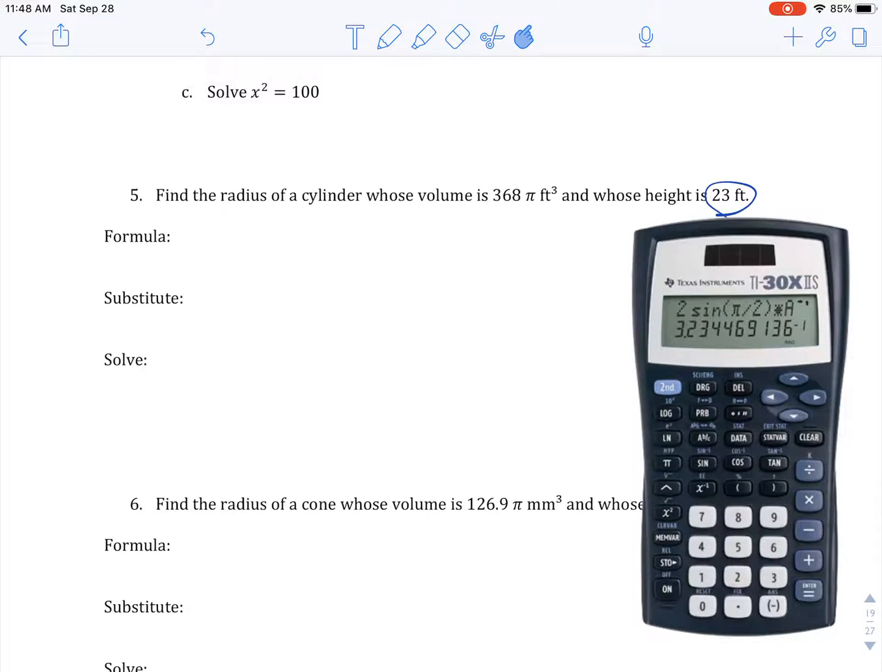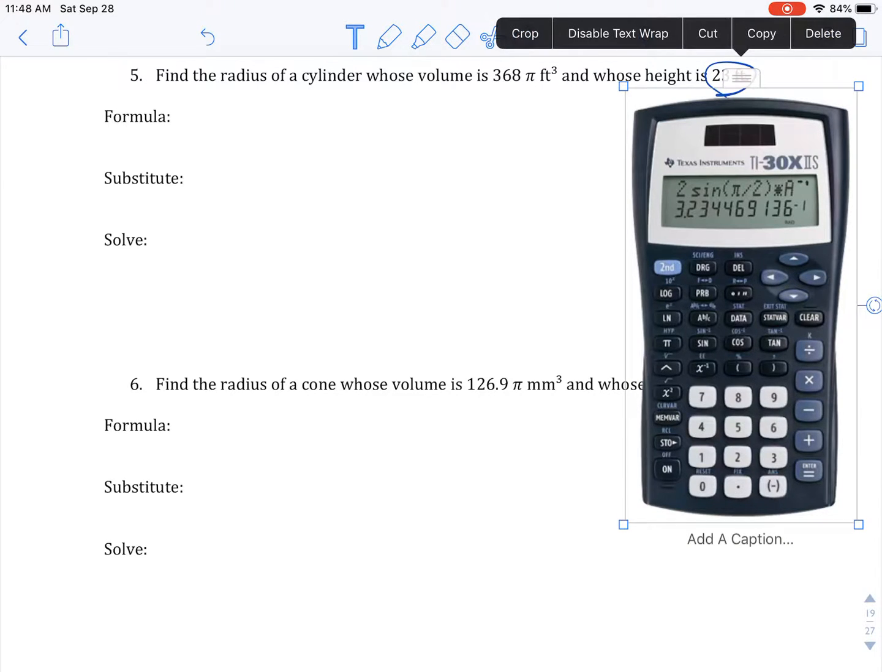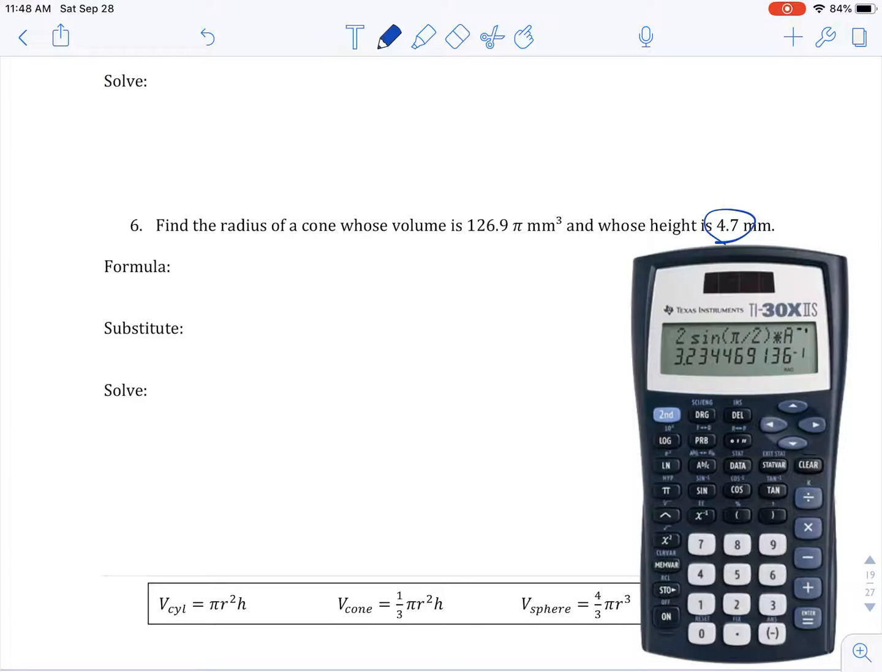So for number 5, we're going to find the radius now if we're given the height. This is a little bit trickier. Let's look at number 6 actually, because a cone's a little bit trickier to work with. So let's try this. We're looking for the radius of the cone if we've got the height and we've got the volume.